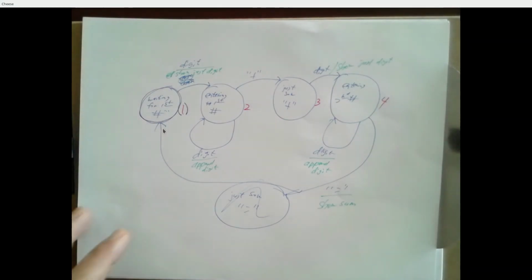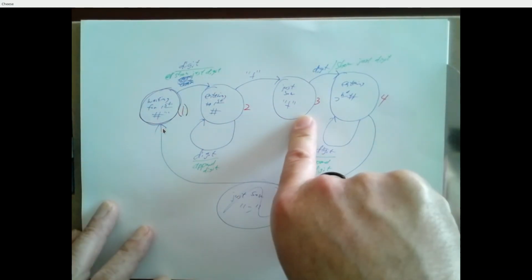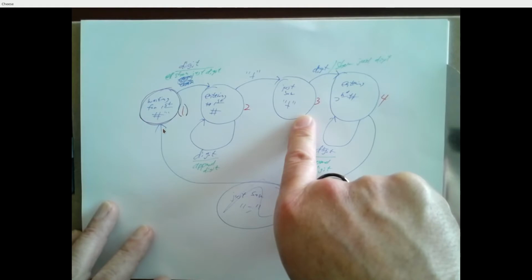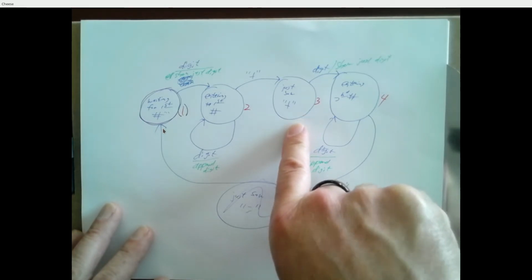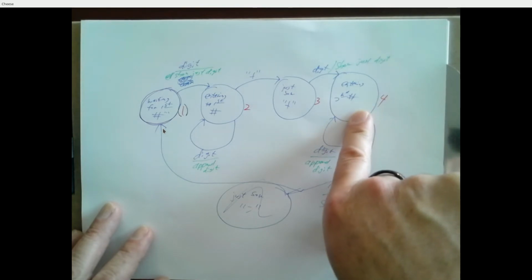So what happens in state 3? State 3, we just saw a plus sign, and we're just waiting for a digit. We're going to display that, and then we're going to go to state 4.